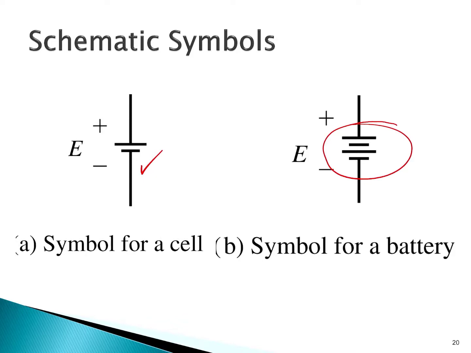If you're representing a DC source, even one like in the lab, you represent it like this. This is the schematic symbol for a battery. Notice how, again, the larger plate is the positive, and it's the shorter plate that's the negative every time. So when we say plate, these would be the plates, and this is the shorter plate.